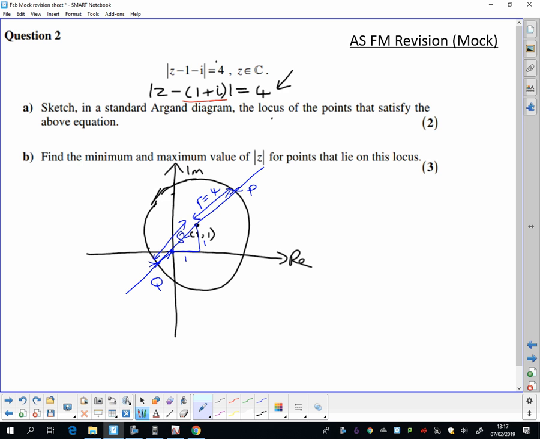So therefore the maximum distance is at point P, and that's going to be root 2 plus 4, and the minimum distance, which is at point Q from the origin here, is going to be 4, and then we take off the root 2.